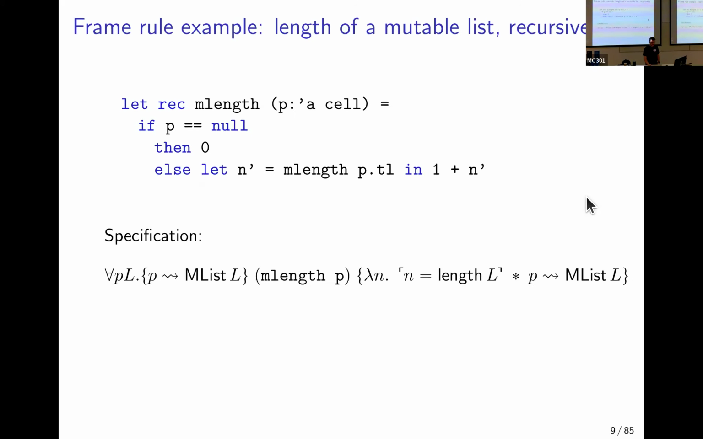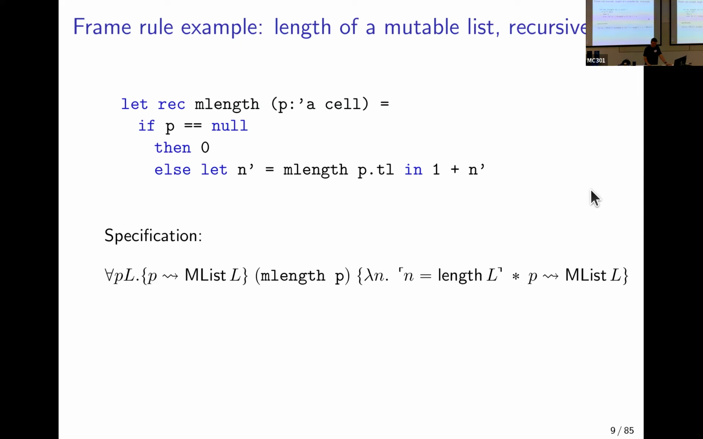So one example of application of the frame rule is to verify this function. Say it's a recursive function that computes the length of a mutable list. So mlength of p, if p is null, is 0. Otherwise, there is a recursive call on p.tl, and it returns 1 plus this result. So the specification looks like this. p points to L, mlength of p returns some n, such that n is equal to length of L. This is the logic function. And we keep the list.